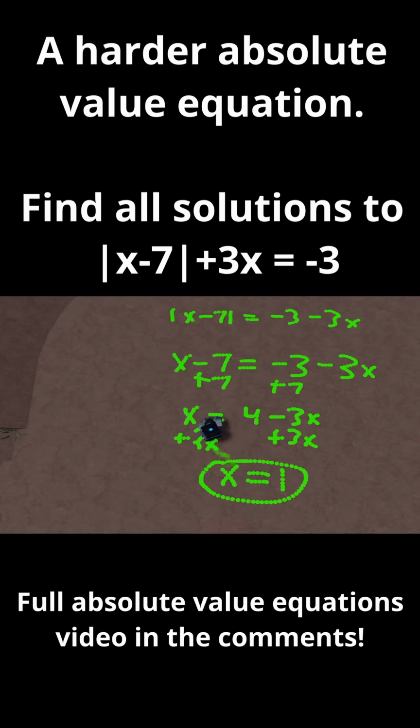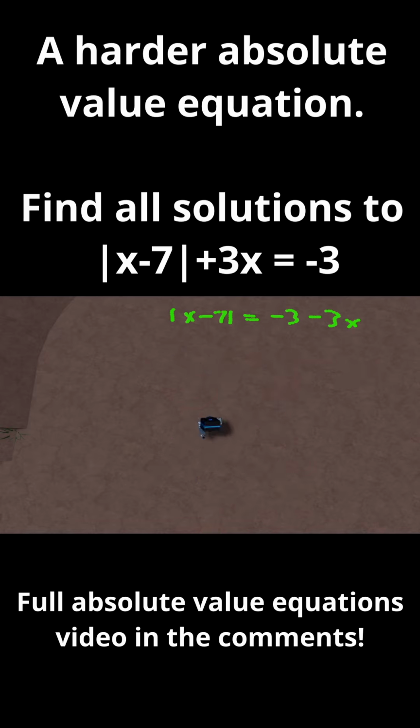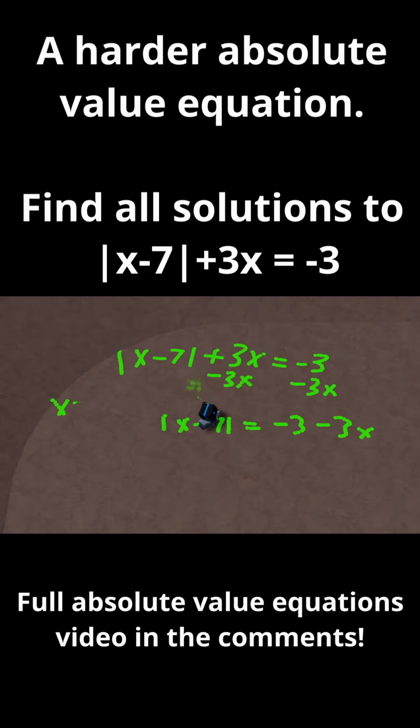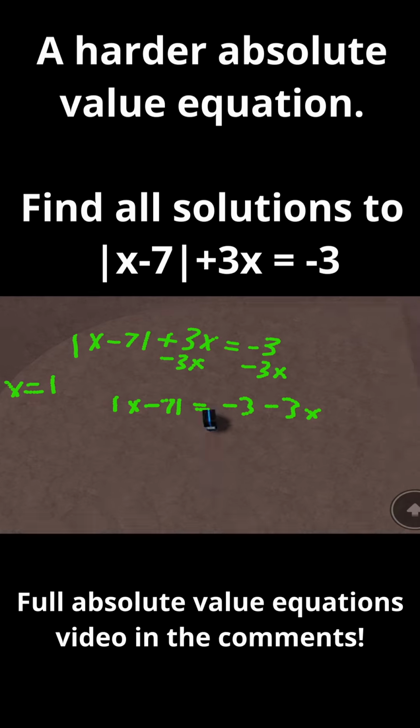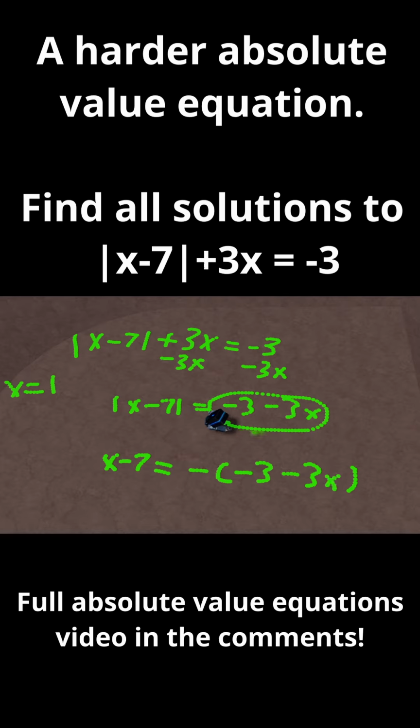So let's save this solution so we can check it at the end. I'm just going to erase all of this here, and I'm going to write x is equal to 1 at the side here, so we save that solution. Now I need to set x minus 7 equal to the negative version of whatever this is. So it's equal to negative of negative 3 minus 3x. If I distribute the negative sign, that becomes 3 plus 3x.